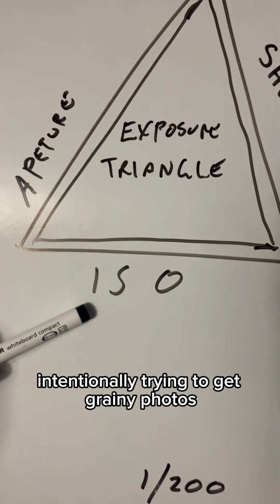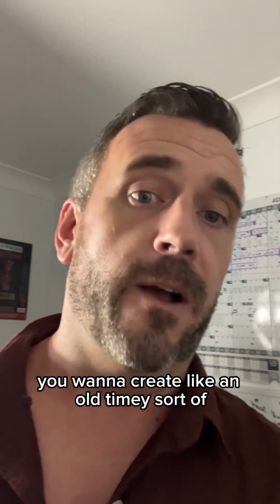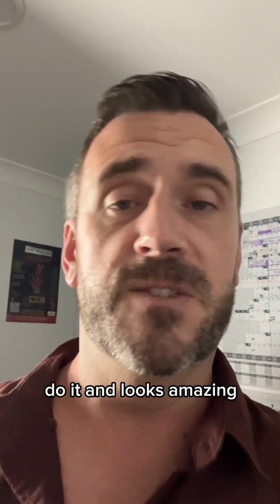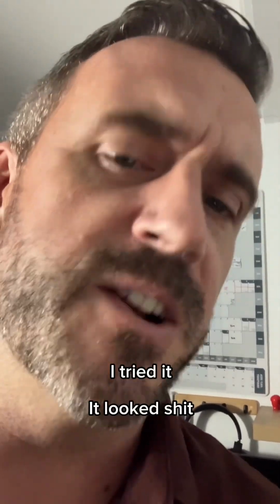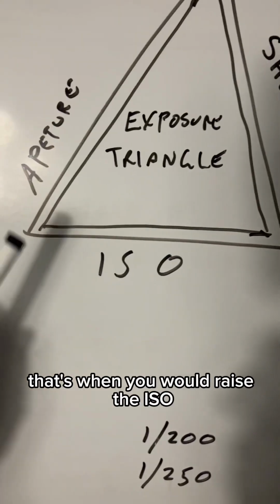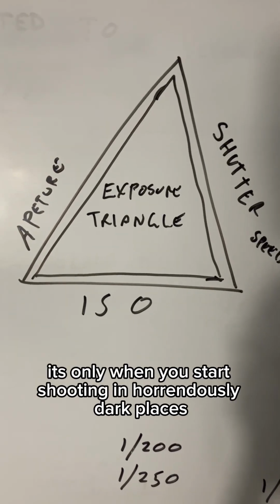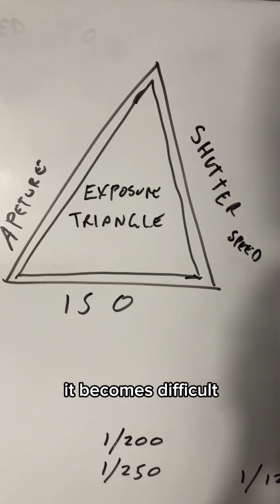Unless you're intentionally trying to get grainy photos, where you want to create an old-timey sort of film photograph look. There are people out there that do it and it looks amazing. I can't do it. I tried it. It looks shit. That's when you would raise the ISO. So if you're shooting in a light area, it'd be fine. It's only when you start shooting in horrendously dark places, like comedy gigs, that it becomes difficult.